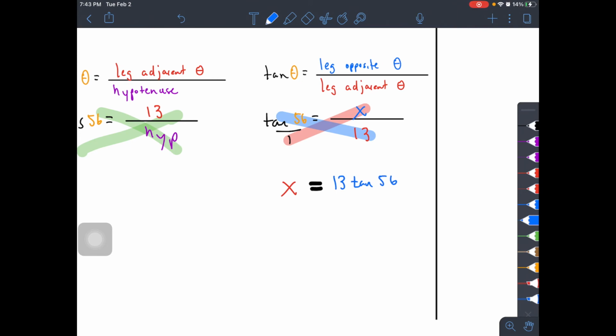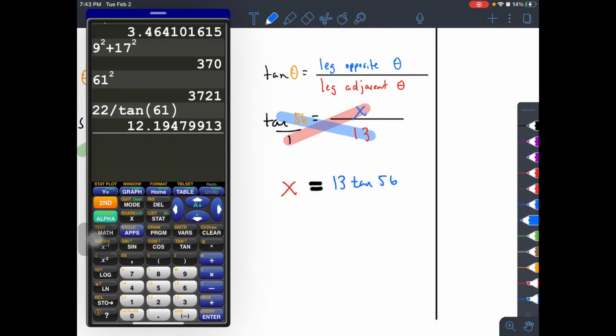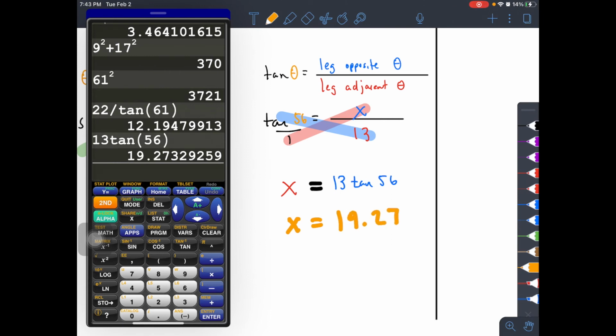Now, x, you'll notice, is completely by itself. So I can go straight to the calculator here. Do the product. We end up with x equals 19.2733.